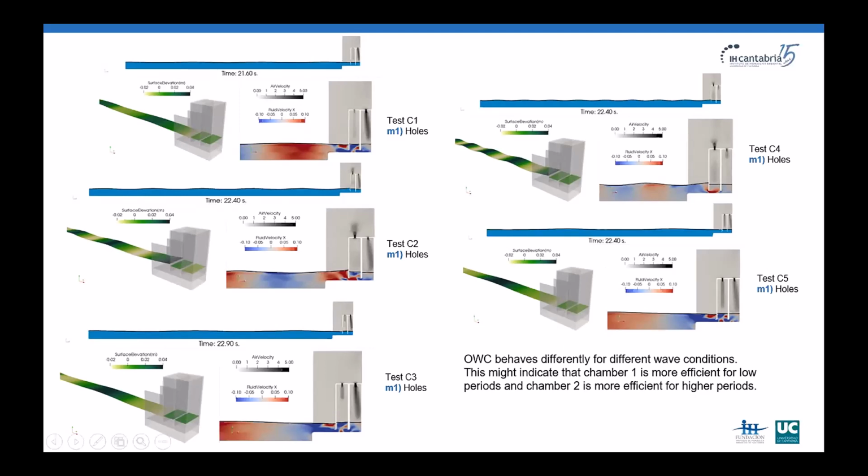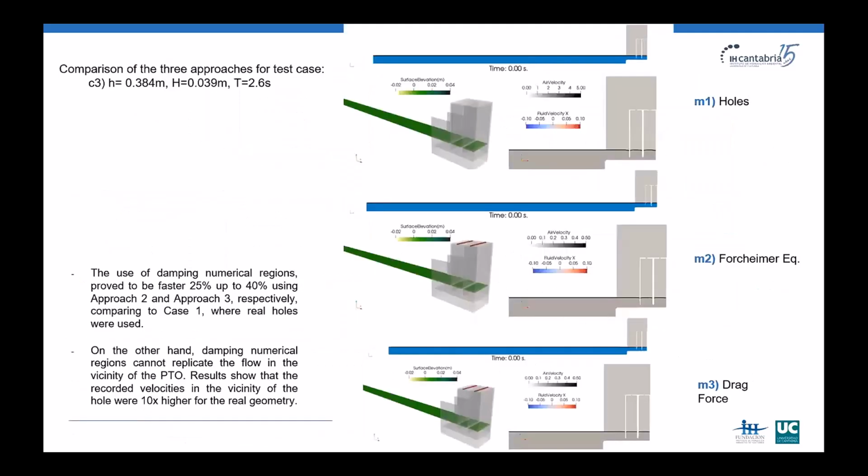And we have analyzed that chamber 1 is more efficient for low periods, and chamber 2 is more efficient for high periods. Yeah, I'm going to put some videos. I'm going to be plotting here the surface elevation, here the velocity in the air, and here the velocity in the fluid flow, in the water, sorry.